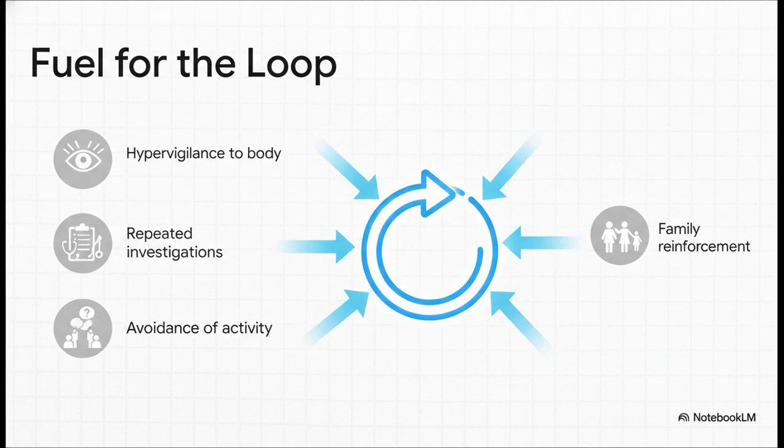So what keeps that loop spinning out of control? Well, a few key behaviors add fuel to the fire. Things like being hyper-aware of every little bodily sensation, going for repeated medical tests, constantly seeking reassurance, or avoiding activities out of fear. Each of these things just reinforces that core belief that something is terribly physically wrong, making that vicious cycle spin faster and stronger.